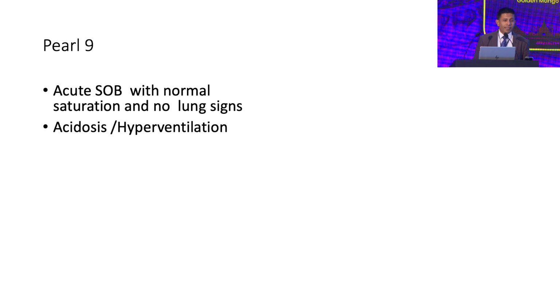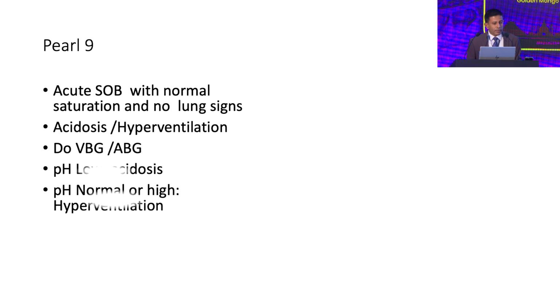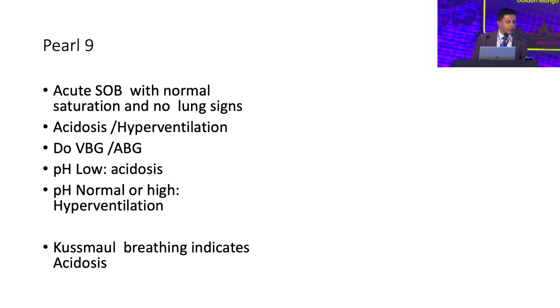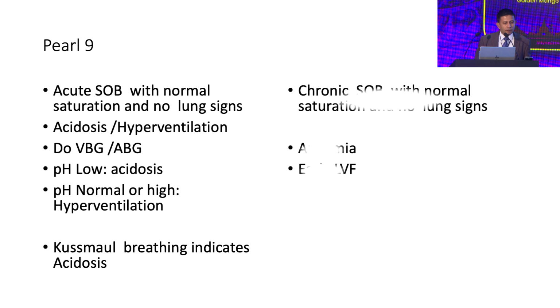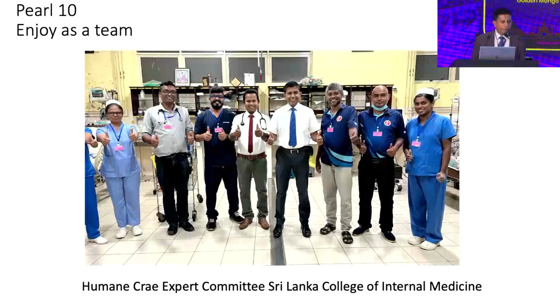Or it could be hypoventilation or anxiety, sorry. And do an ABG, so that's what you can see. Deep breathing indicates acidosis. Chronic SOB with normal saturation could be due to anemia, early LVF, some problems can be there. Or like in the earlier case, it could be coming and going, paroxysmal arrhythmia. If you do all those things, I believe you can enjoy as a team. That's another pearl that we need to keep in our mind.